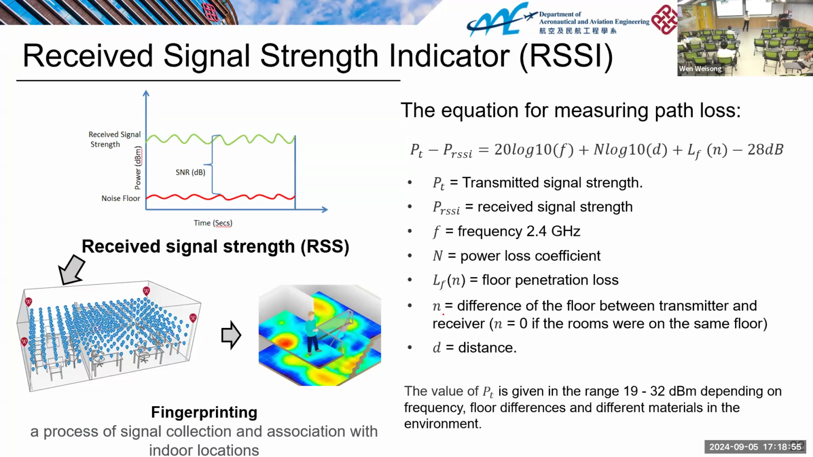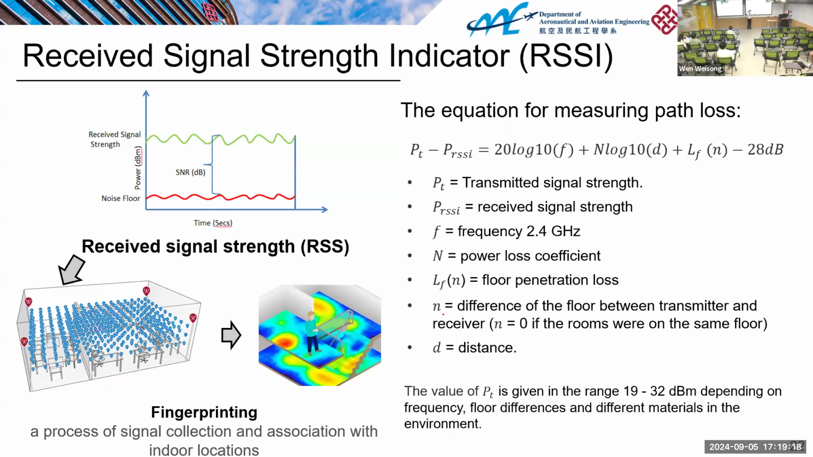So by assembling all those signal strengths, you can get a heat map, right? The color represents the signal strength you receive. For example, the deeper color means you get stronger signal strength. For example, the more blue, the stronger the signal strength you get.